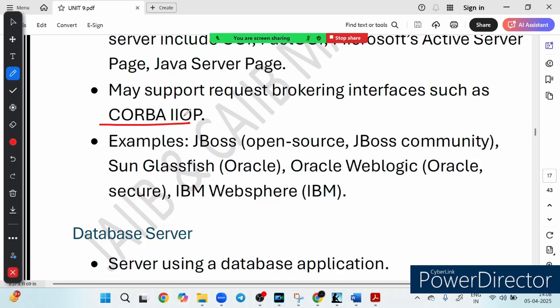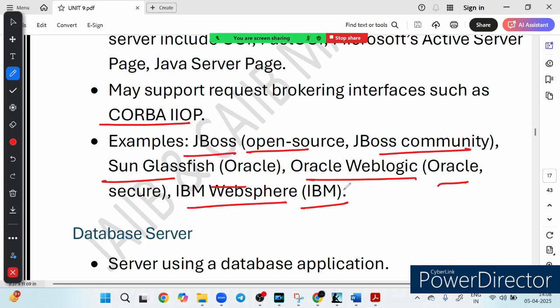So, famous application servers, let me give you some examples. JBoss, which is open source from the JBoss community. Sun GlassFish, which is by Oracle. WebLogic, which is also Oracle. IBM WebSphere, which is by IBM.